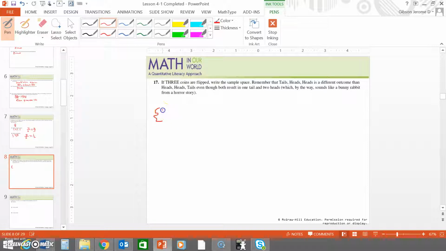So it's a set of, now one outcome would be 3 heads. Another outcome would be 2 heads and a tail. Another outcome would be head, tail, head. And then another outcome would be tail and then 2 heads. And then another outcome would be head and 2 tails. Another outcome would be tail, head, tail. Another outcome would be 2 tails and a head. And then the final outcome would be all tails.